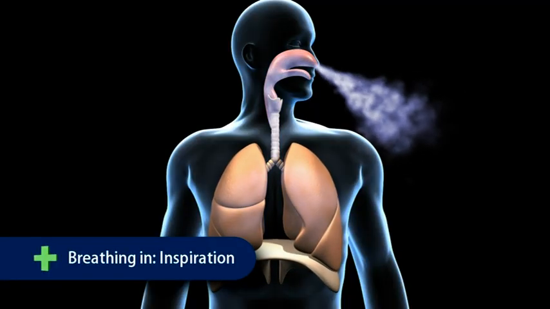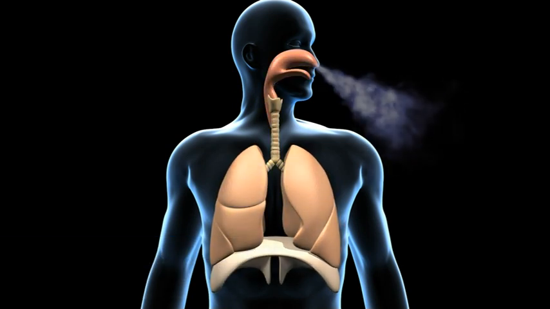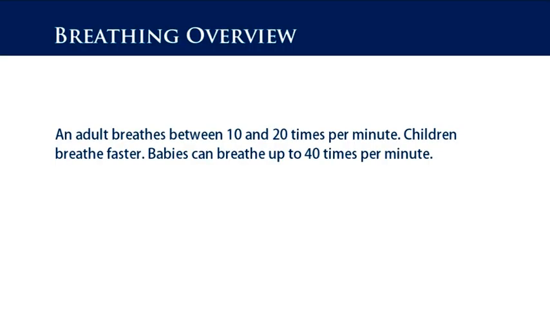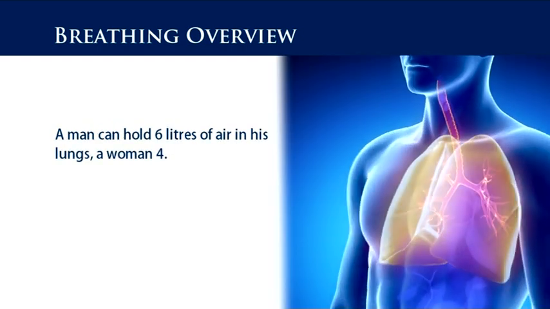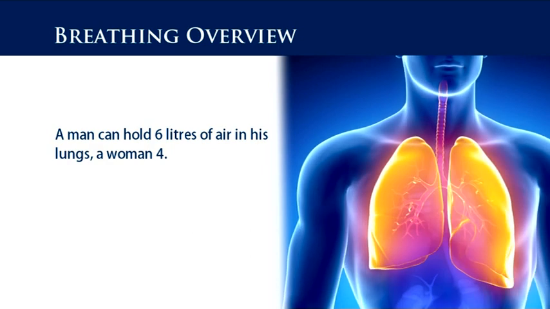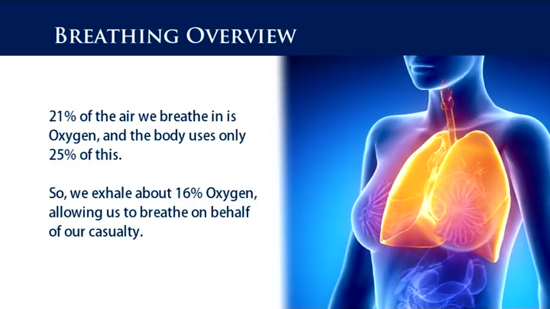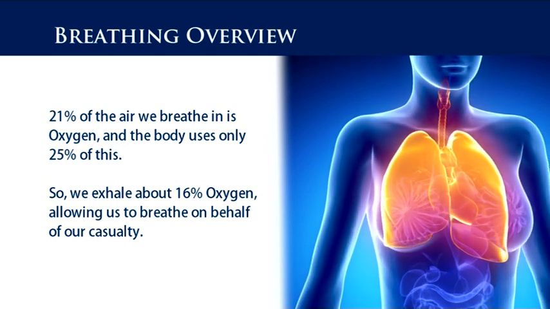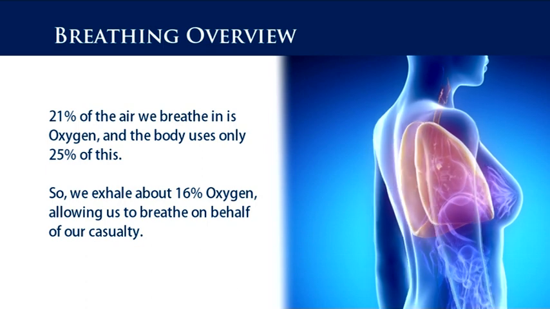Taking a breath in is called inspiration, and breathing out is expiration. On average, an adult breathes between 10 and 20 times per minute. Children breathe quicker than adults, and babies can breathe up to 40 times per minute. On average, a man can hold 6 litres of air in his lungs, and a woman can hold 4. Of the air we breathe in, about 21% is oxygen, and the body uses about 25% of this.